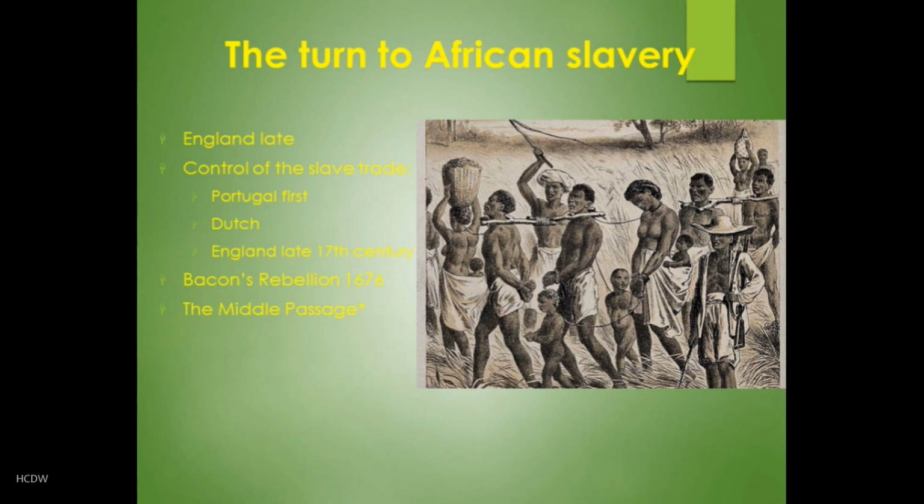Control of the slave trade also was important and becomes a key factor. It started with Portugal, which, if you recall some of my early lectures, was the first European nation exploring the coast of Africa and thus taking advantage of the opportunity for the slave trade. By the early 17th century, the Dutch had taken control, and then in 1660, the English conquered the Dutch in New Amsterdam and took control of the slave trade at that point. And so it becomes much cheaper for the English to utilize African slaves at that point.